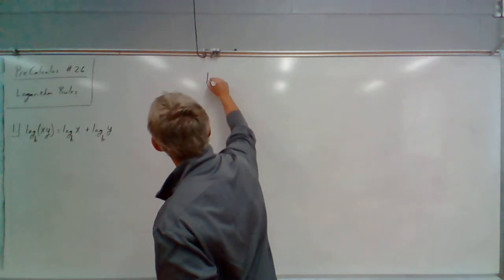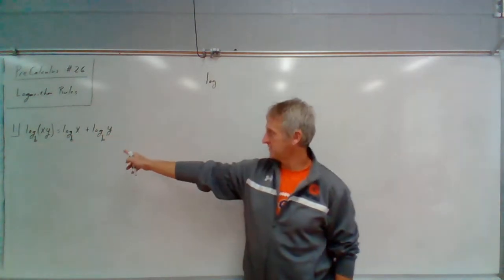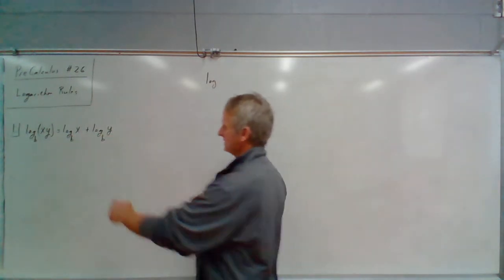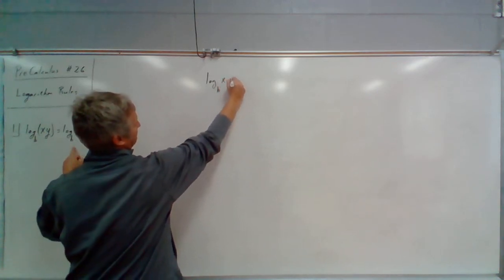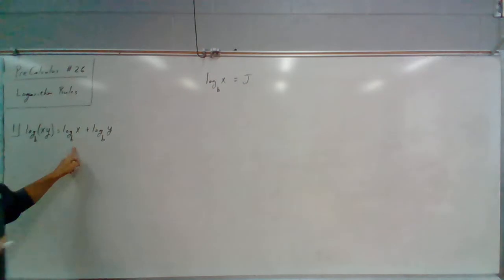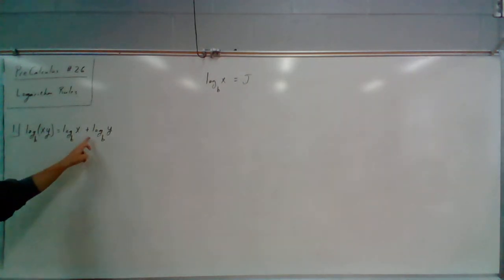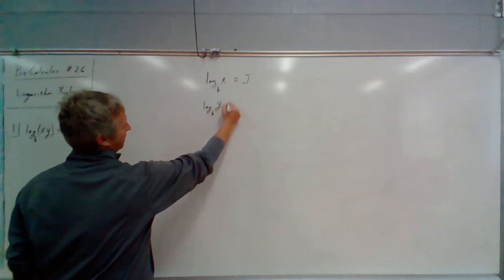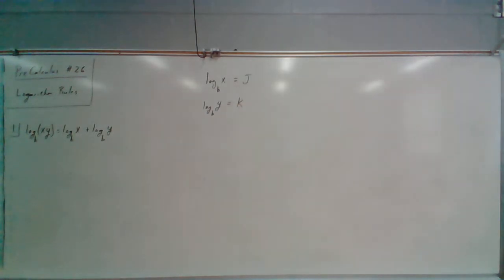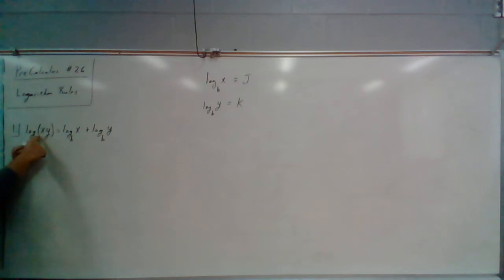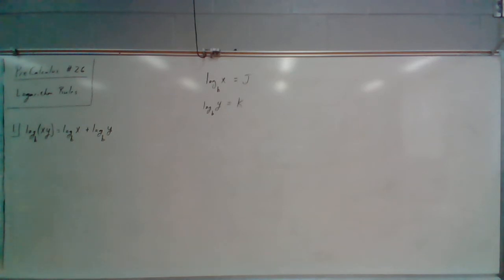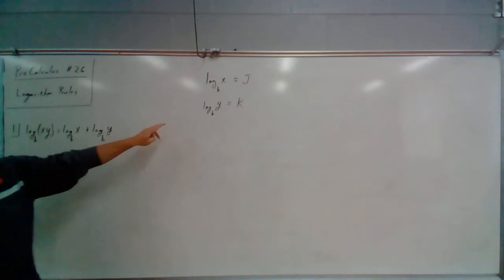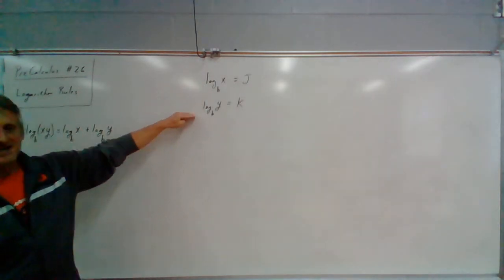All right, the first thing I'm going to do is give both of these terms a name. I'm going to say log base b of x equals j. I'm just giving it a name; it equals something, we'll call that something j. And I'm going to name the second one: log base b of y, we'll call that k. So step number 1 is I name these guys.